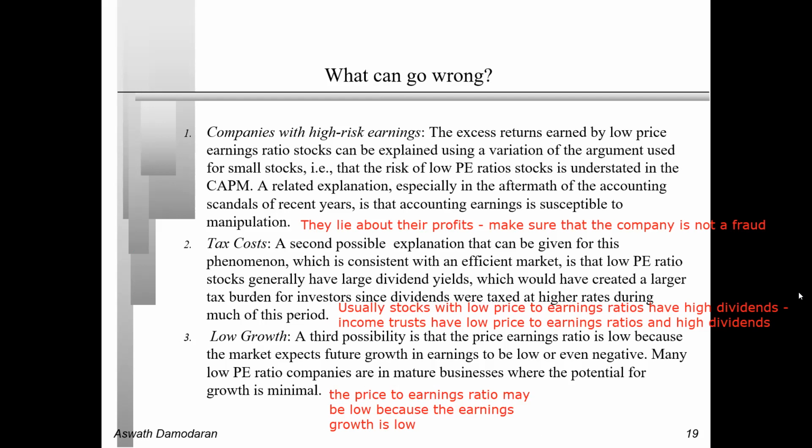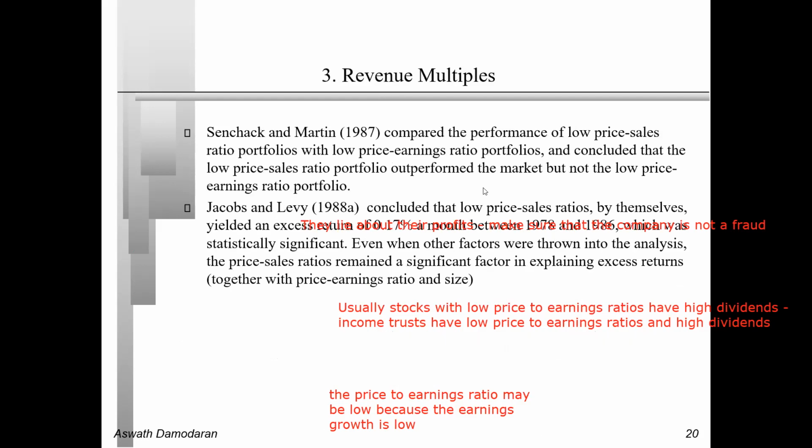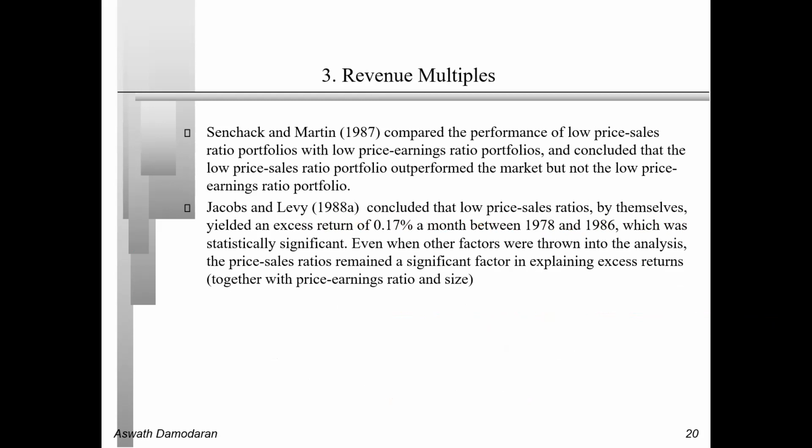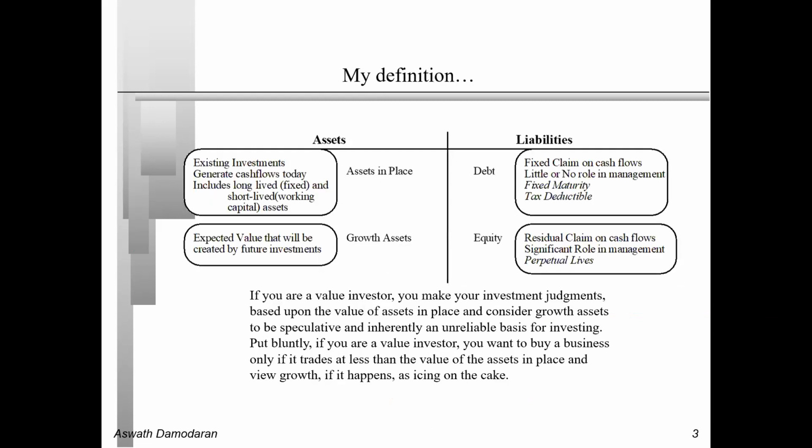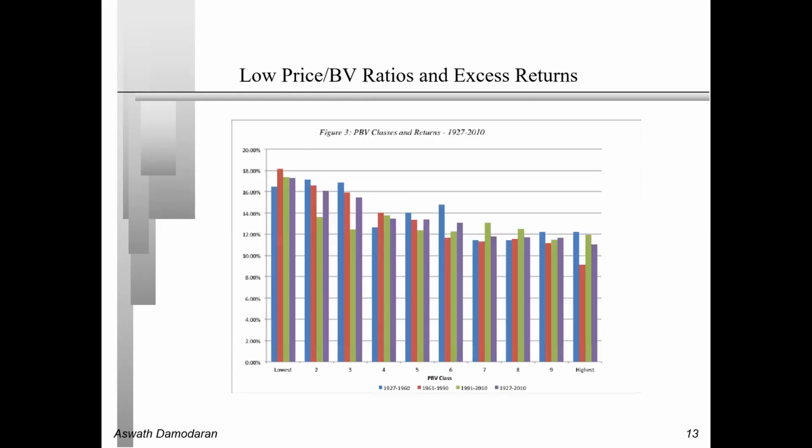So I'll put this in the chat here. So here, revenue multiples. They compared the performance of low price to sales ratio portfolios with low price to earnings ratio portfolios. It concluded that low price to sales ratio portfolios outperform the market, but not the low price to earnings ratio portfolio. So in this case, just go back to that.